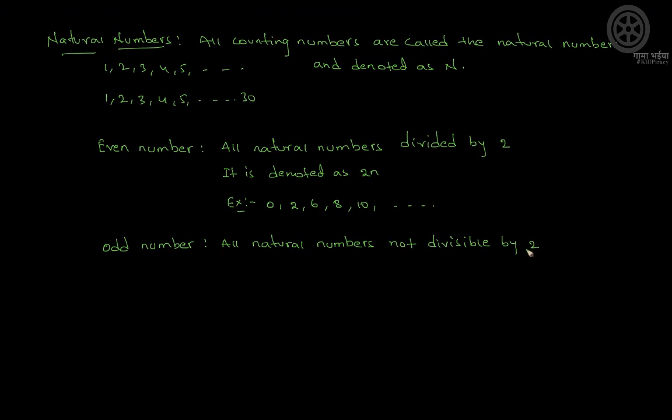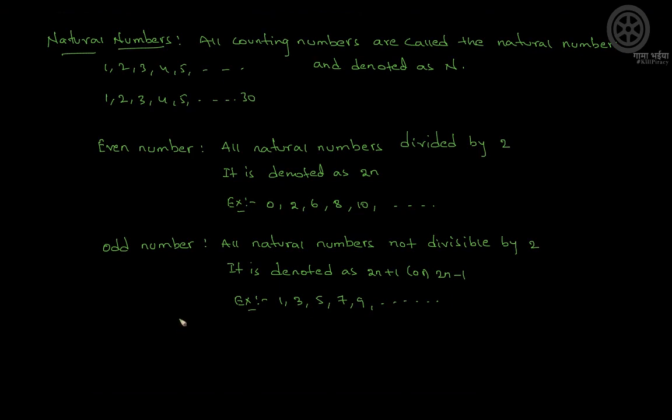In simple words, we can say other than even numbers is nothing but odd numbers. It is denoted as 2n plus 1 or 2n minus 1, right? Example: 1, 3, 5, 7, 9, and so on. These are called the odd numbers, right?